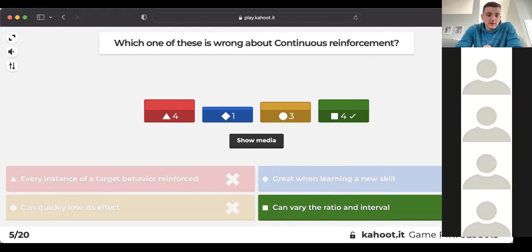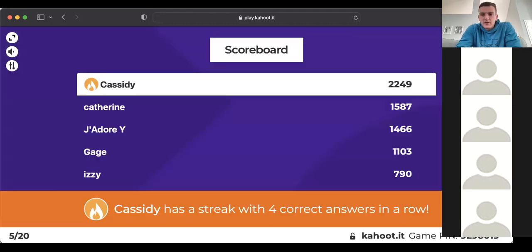But that can quickly lose its effect. You talk about that dopamine boost, or oxytocin, a couple of other neurotransmitters involved there, but the boost that they get from getting that reward sort of diminishes as you continue to do it. And so the reward is less of an incentive. And every instance of a target behavior reinforced is completely true. That continuous reinforcement, that's exactly what it is.